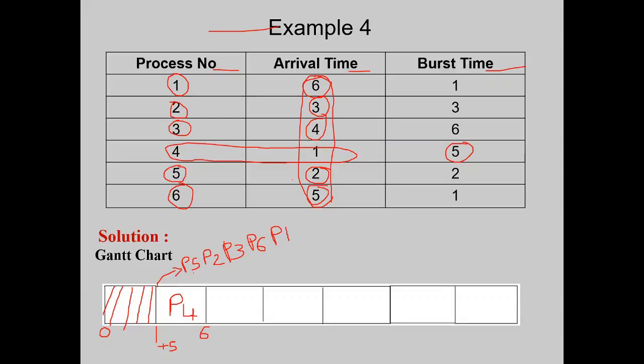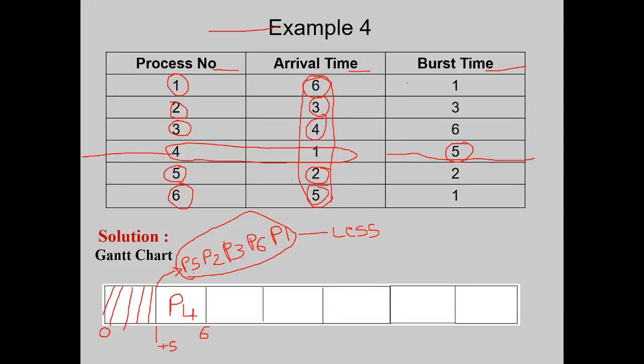So from these processes which have already now arrived in the ready queue when P4 was executing till unit 6, now from these processes the process which has less burst time, that process has to be now allocated. The process which has less burst time, that process will be selected now. Now among these P4 we have already completed, so we do not consider this now. Now check out which process has less burst time.